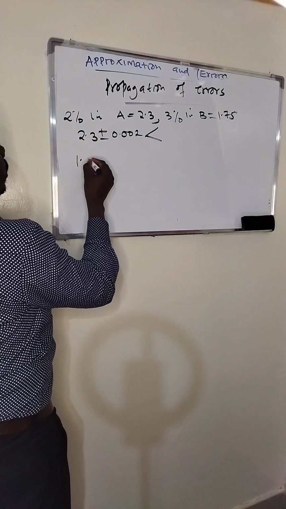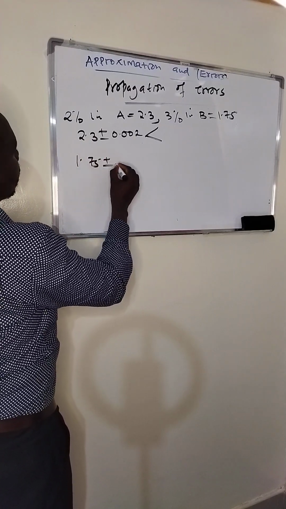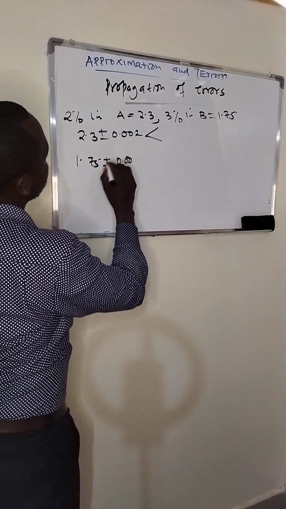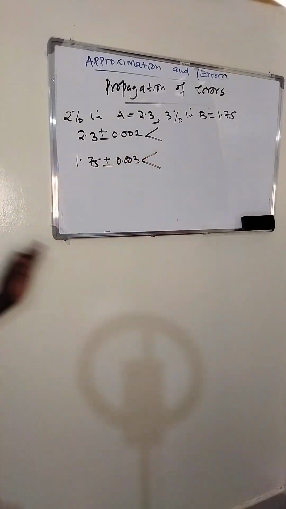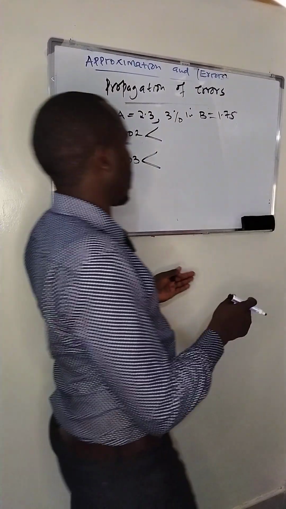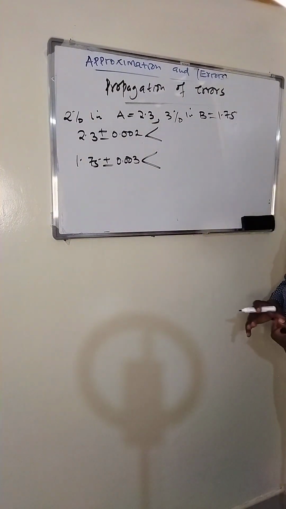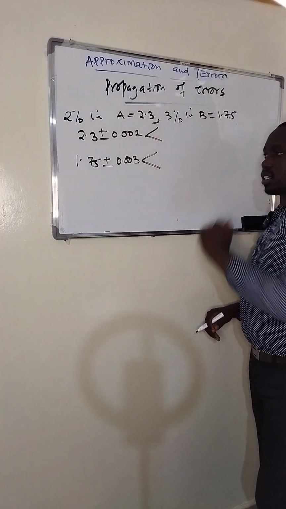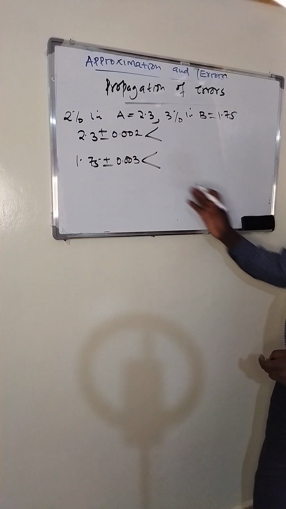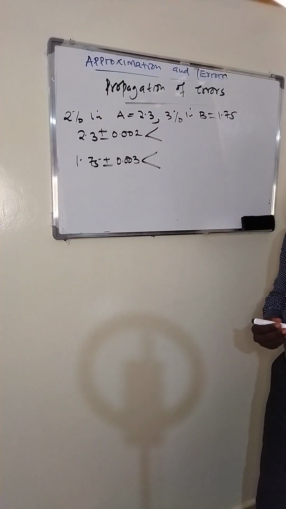For B, 1.75 plus or minus 0.003. You get the limits. So here you don't consider the number of decimal places, because we are already given the error. The error is 2% in each one of them. So you need to work with that percentage as it is.